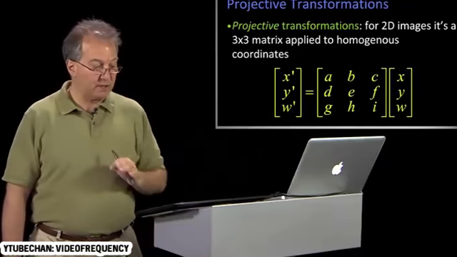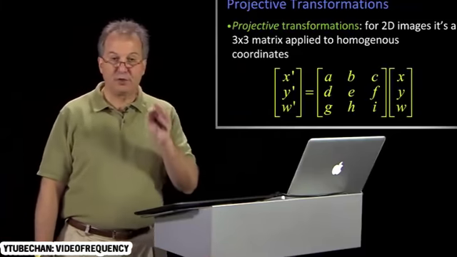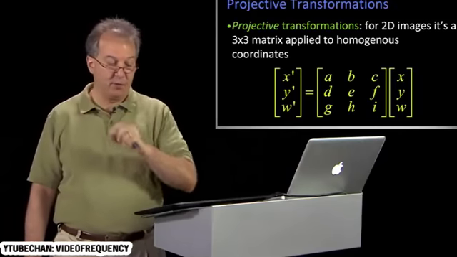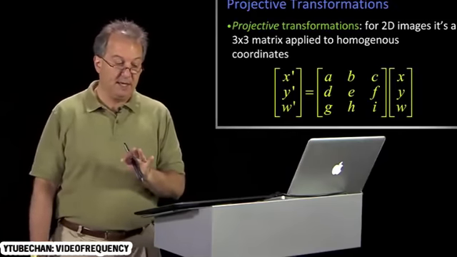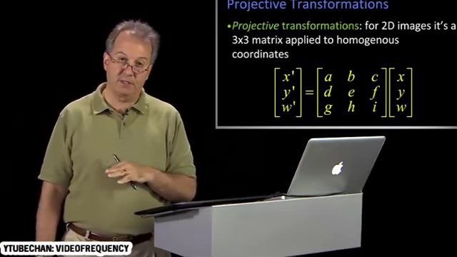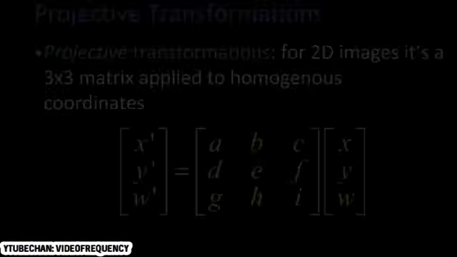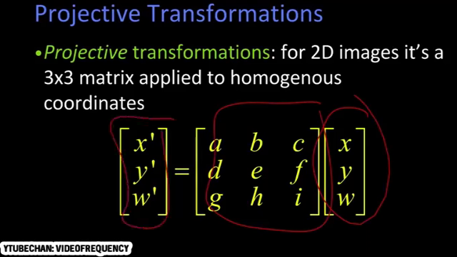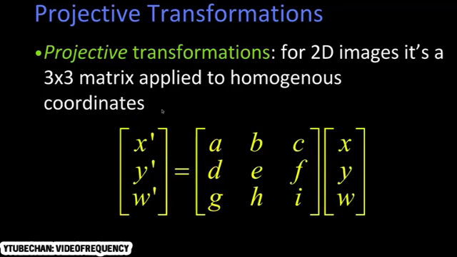We have also talked about projective transformations. Remember, for 3D we used 4-length vectors and a 4 by 4 matrix. For 2D images it's just a 3 by 3 matrix applied to homogeneous coordinates. Here I have an original vector x, y, w, w being the homogeneous coordinate. I apply my 3 by 3 and I get a new x prime, y prime, w prime, and of course to go to non-homogeneous I have to divide through by the w prime later. Using this general framework we can look at all of the transformations.